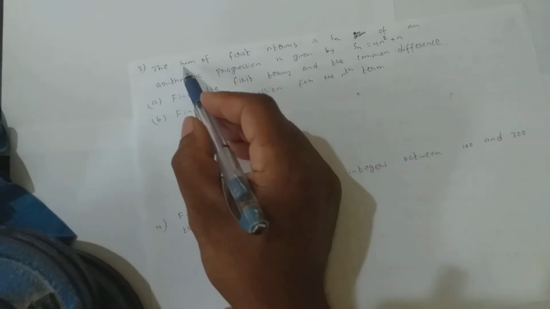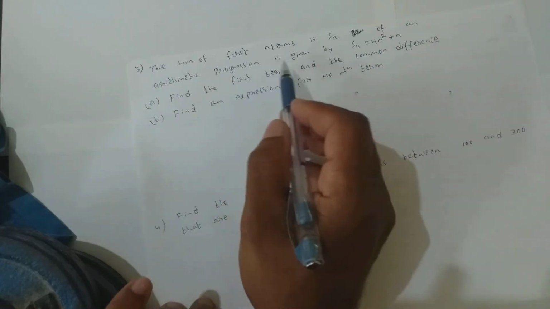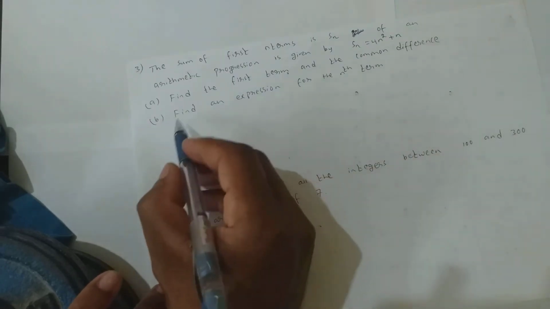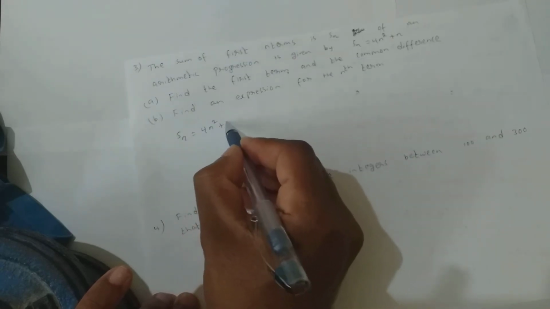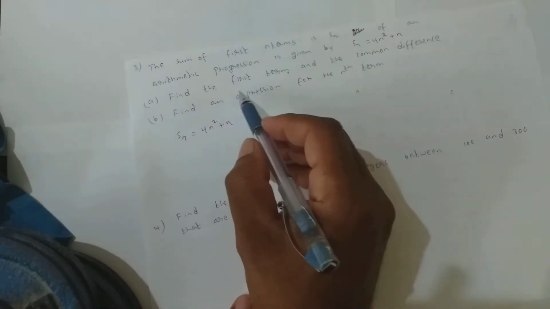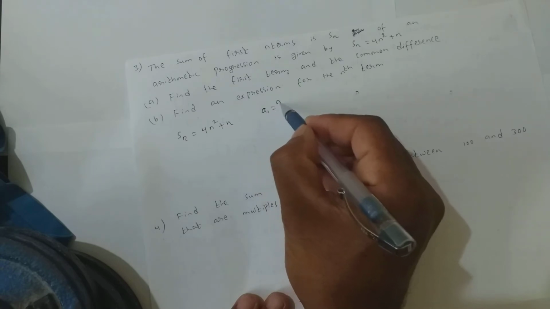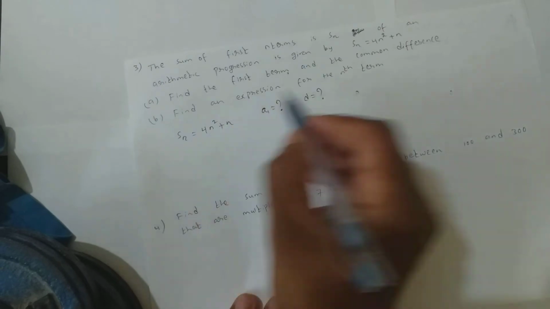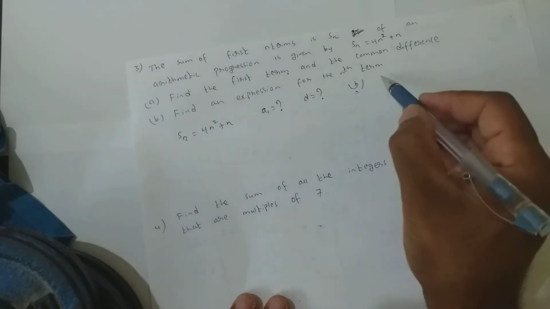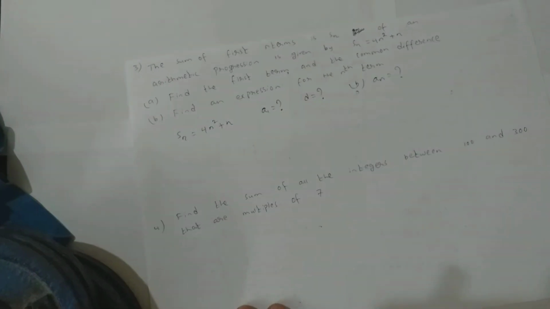Read this. The sum of the first n terms, Sn, of an arithmetic progression is given by 4n square plus n. Right? Next, (a) find the first term and the common difference. So they are asking first term equal to how much and common difference equal to how much. (b) Find an expression for the nth term, means an equal to how much they are asking.